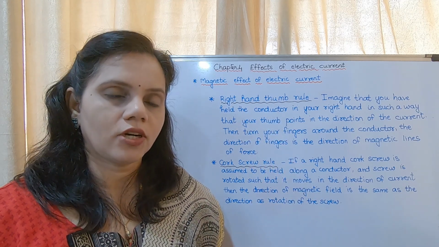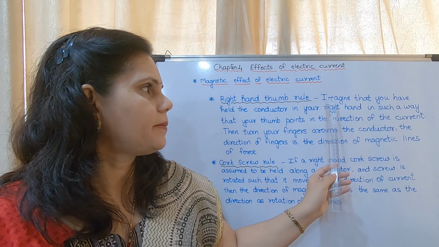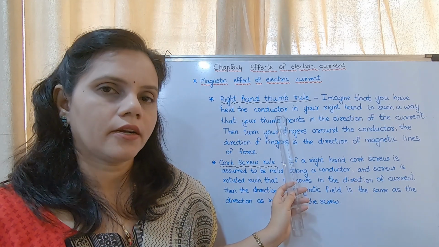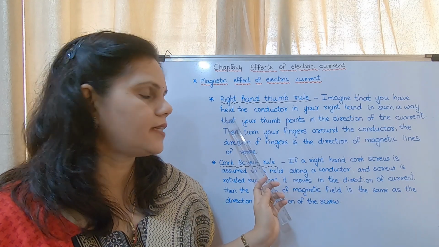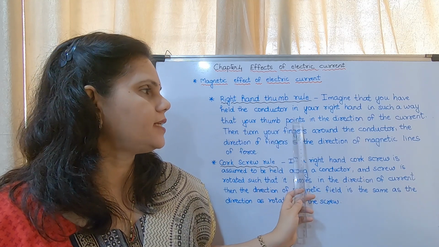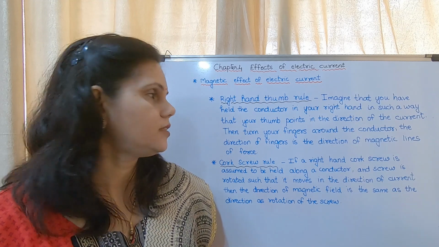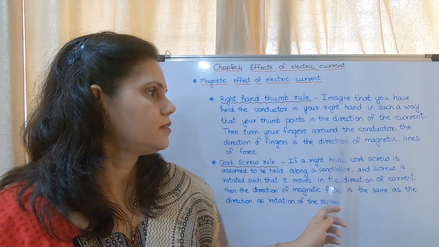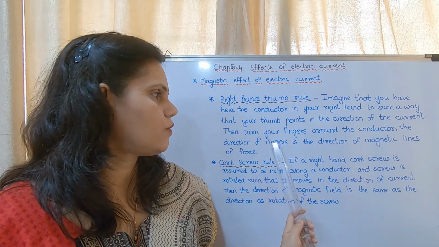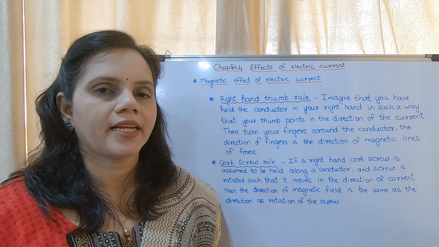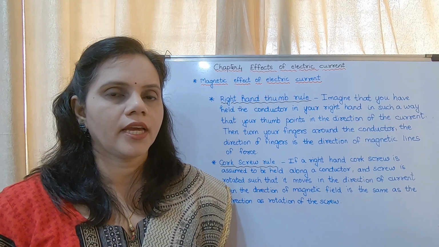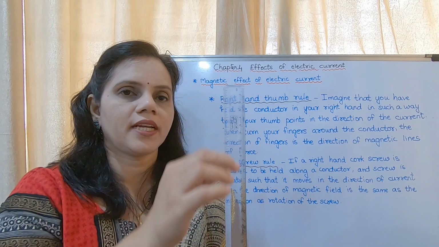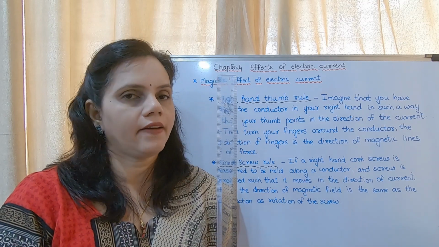What does it state? Imagine that you have held the conductor in your right hand in such a way that your thumb points in the direction of current. Then turn your fingers around the conductor. The direction of fingers is the direction of magnetic lines of force. So you have to take a conductor. You may take any rod or any wire.